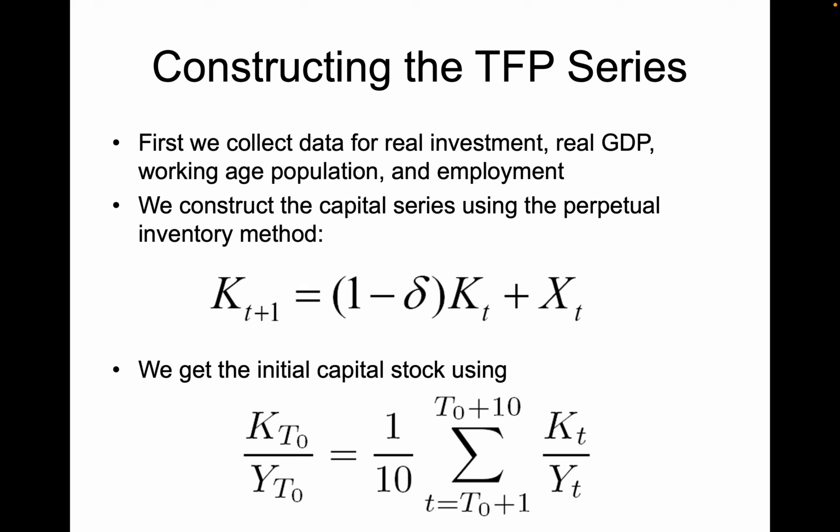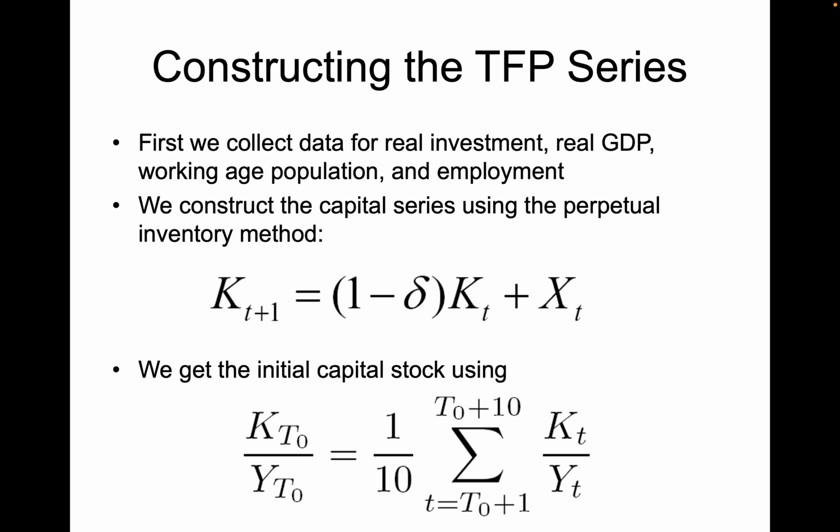Okay, but in order to do this decomposition, you need to have capital data. And so if you want capital data for many countries over a long span of time, normally you have to, as I explained before, construct that series. You typically are able to get good investment data, but you don't always have good capital data. So first, we're going to have to collect data for investment, GDP, working age population, and employment. And for constructing the capital series, you just need the investment and the GDP data, okay? And so once you have the investment, how do you change that into the capital series?